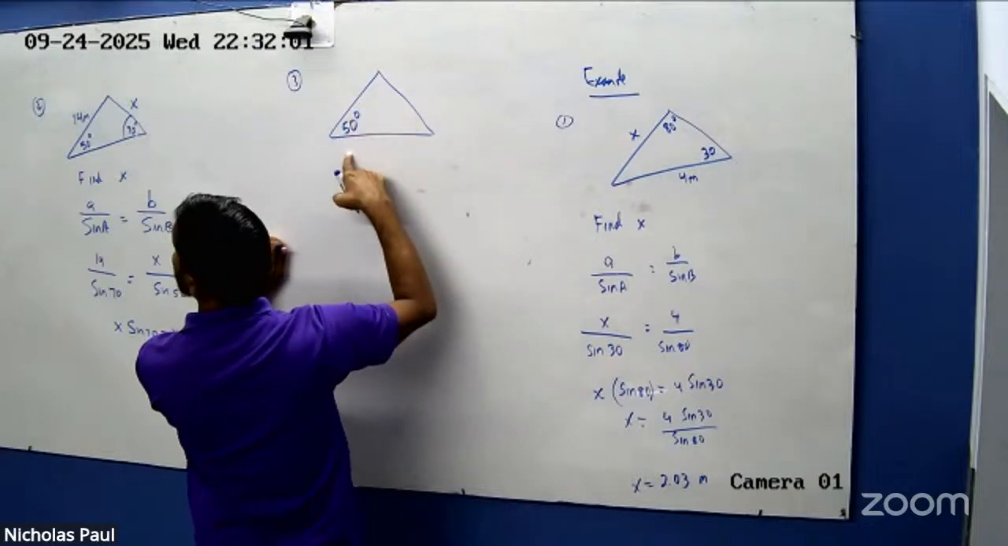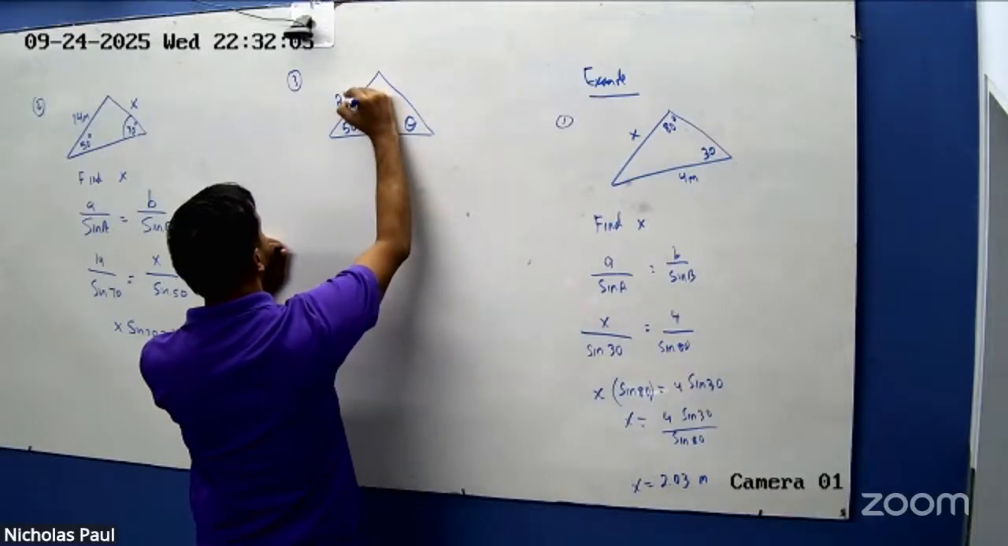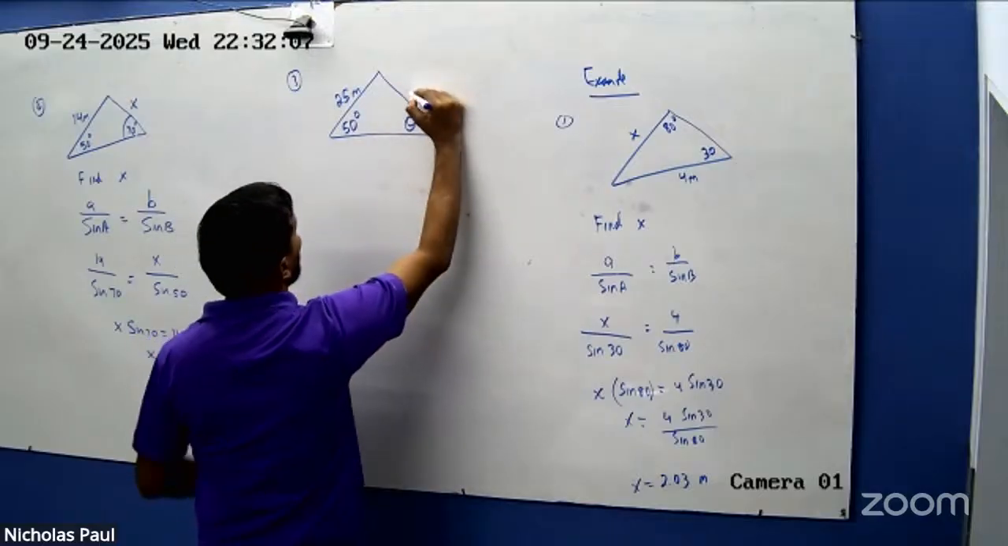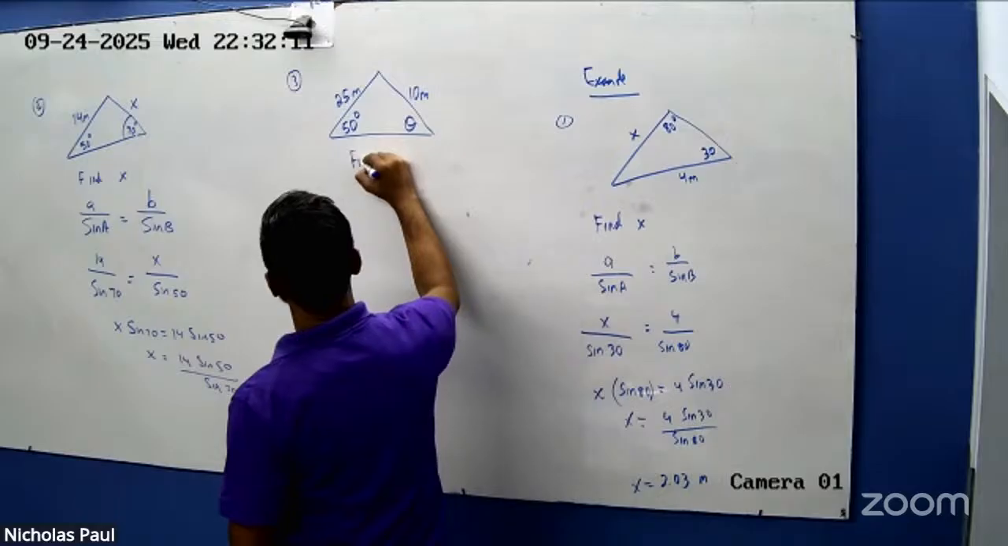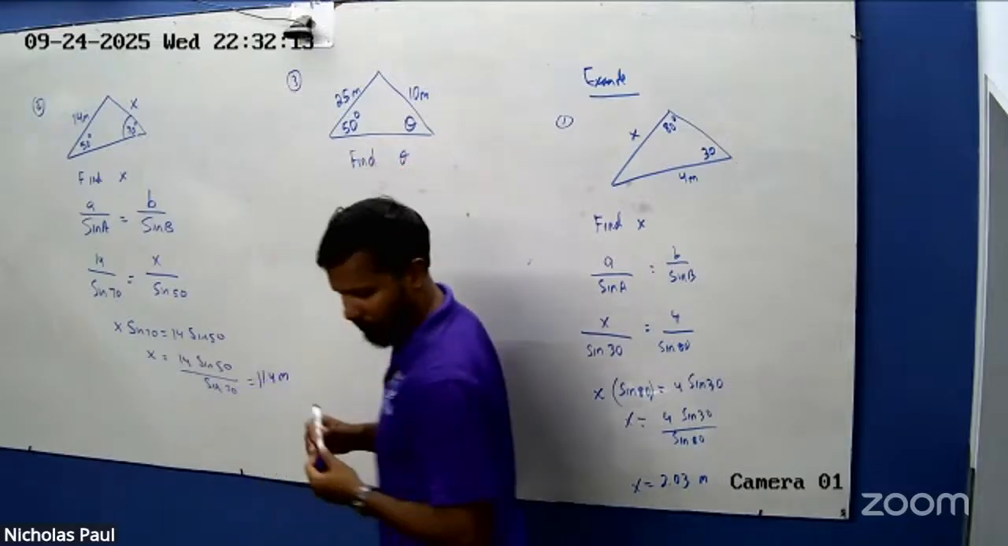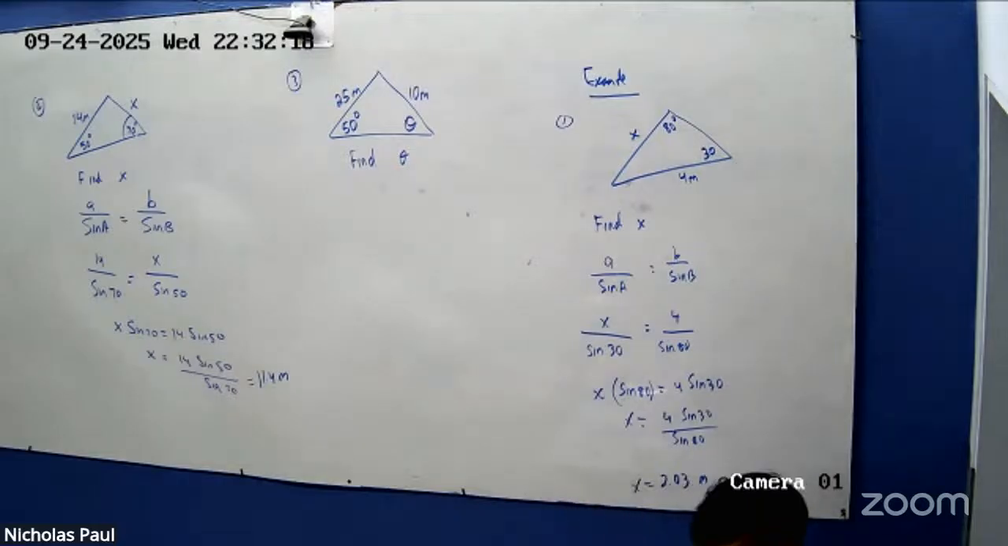That's 50 degrees, right? And let's call this one theta. I'll give you here, that's 25 meters, and here 10 meters. I want you to try your best and find theta. Take your time. Let's see how you handle making this the subject of the formula.